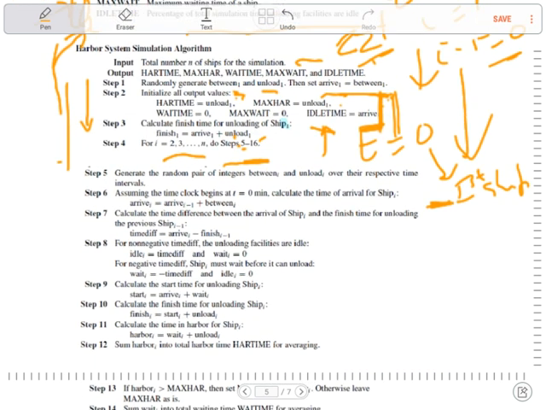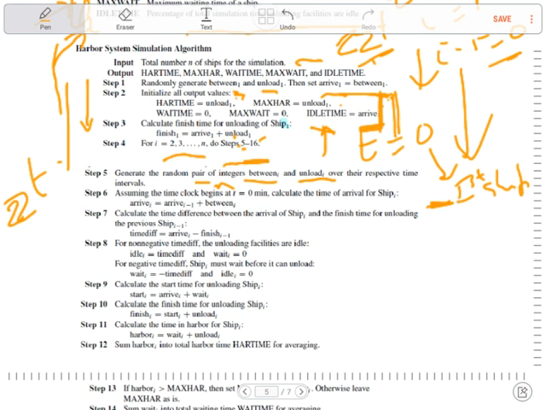What is step 5? Again we have to generate random numbers, corresponding to time. What are the random numbers? One for the successive arrival of ship I, that is between I, and unload I. These two random numbers we need. So we are generating a pair of integers. Actually I would prefer you mention positive integers, because time cannot be negative. If you mention only integers, that is not correct, because one may generate a negative integer also.